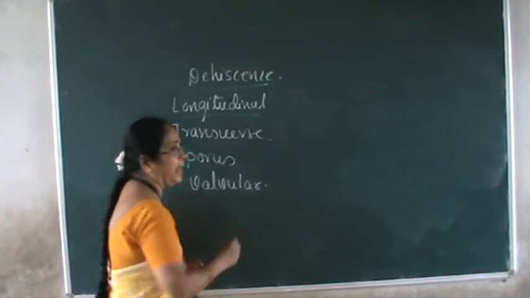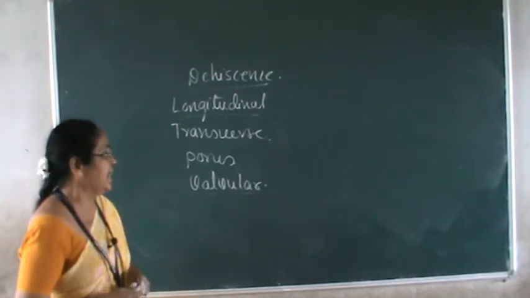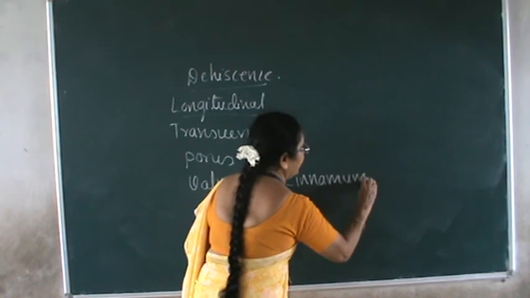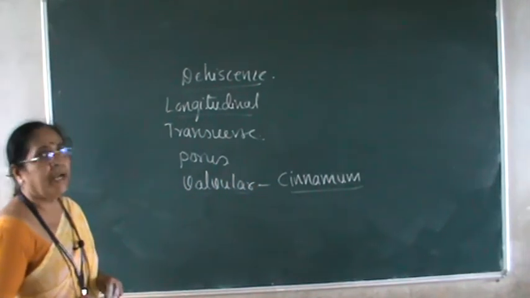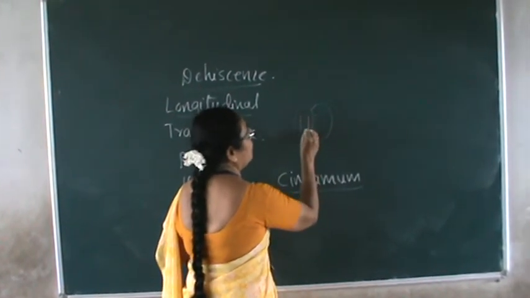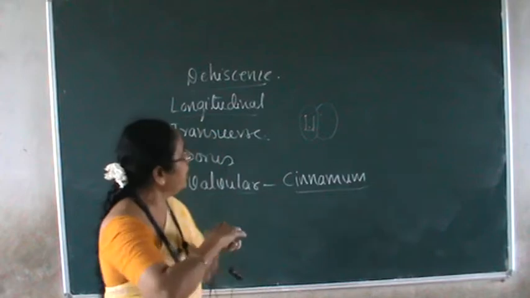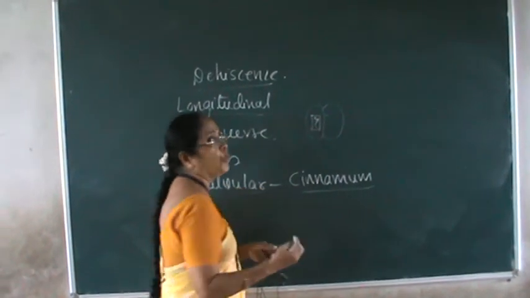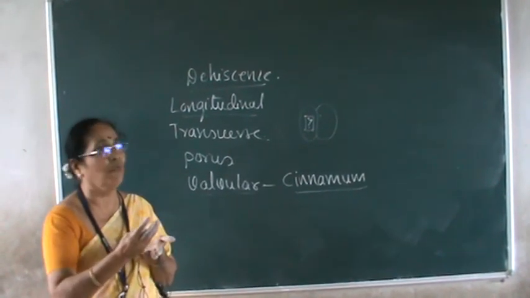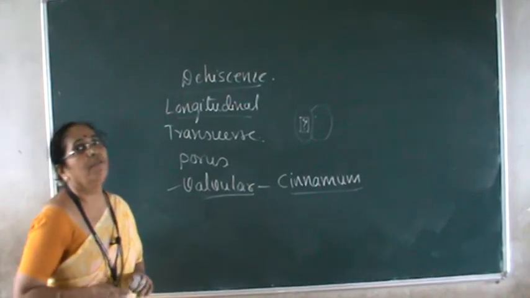But valvular is a special case, and the valvular kind of mechanism of dehiscence is going to take place in case of cinnamon. Cinnamon, dalchini flower, is an example for the valvular kind of arrangement, because in this kind of stamen, the anther wall is going to open up in a door-like manner. A flap of a piece of anther wall is going to break up and it opens up, leaving a window here, and through that window the pollens are going to be discharged out. Valve-like opening is going to happen over the anther wall, and that is why it is called valvular. An example is found in cinnamon flower, cinnamon anthers.